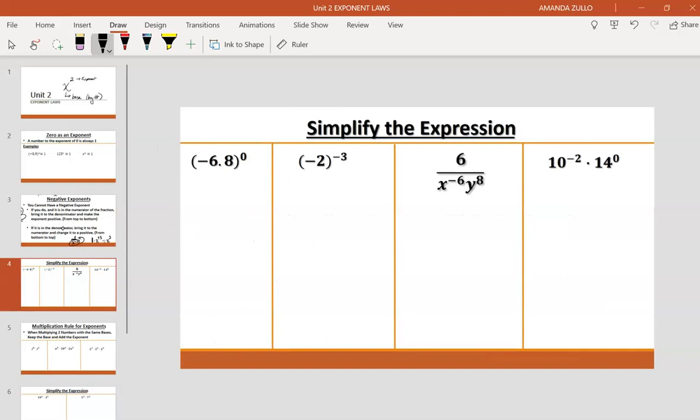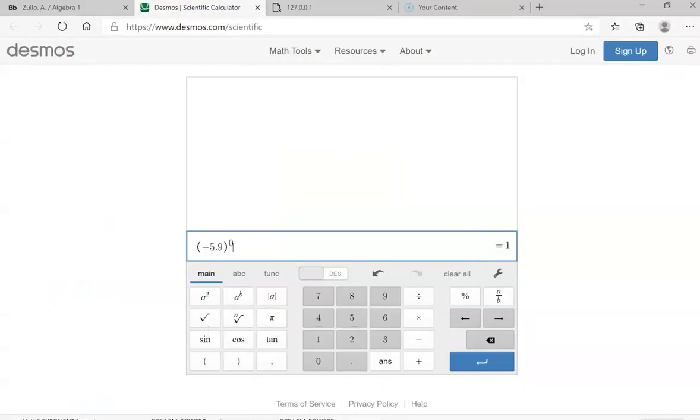So here's some examples. I have negative 6.8 to the 0 power. Anything to the 0 power is 1. Okay. And again, our calculator could be really handy. If you forget its numbers, you have a calculator here. Use it. That was negative 6.8 to the 0 power. And it's 1. Okay.